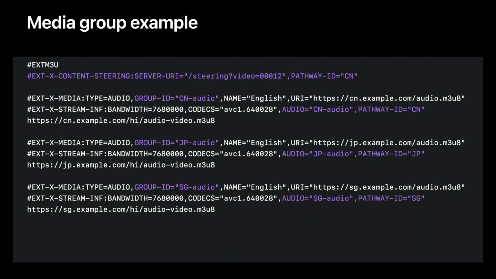All you have to do is duplicate the media groups for each pathway and assign them unique group IDs. For example, the audio group in this playlist is being duplicated for each pathway, with the group ID set to CN audio for the CN pathway, and so on.